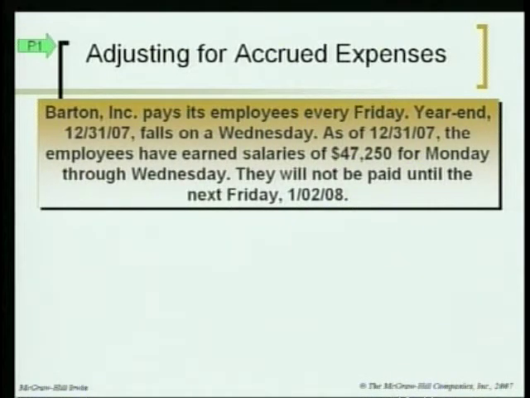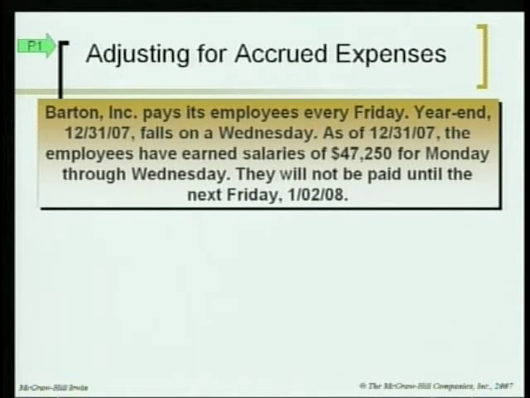Barton Inc. pays its employees every Friday. However, year-end, 12/31/07, this year falls on a Wednesday. So as of December 31/07, that Wednesday, the employees that we have earned salaries of $47,250 for Monday, Tuesday, Wednesday work. So do we owe our employees money as of 12/31/07 end of the day? We're not going to pay them that day, are we? But we need to show the liability on the books. We're still not going to pay them until Friday, 1/02/08.